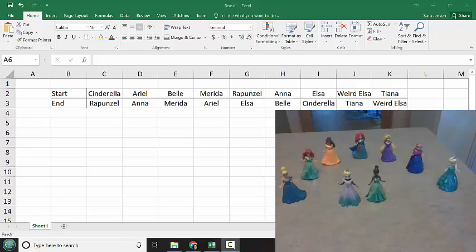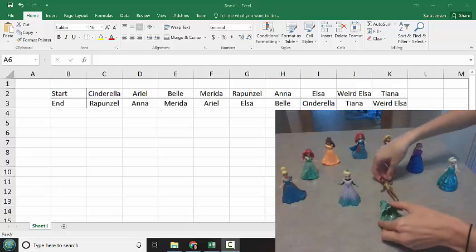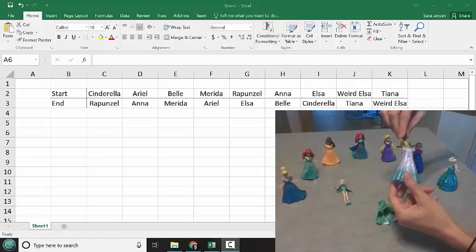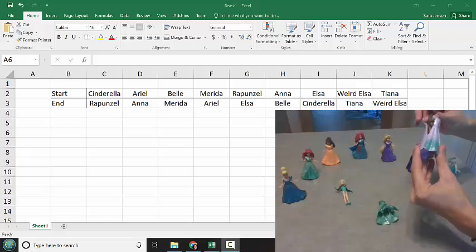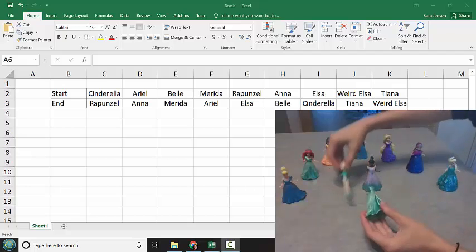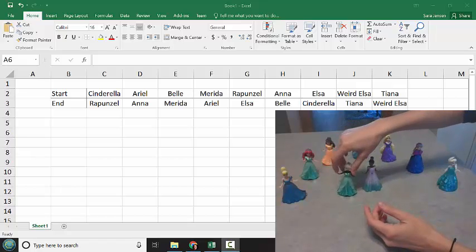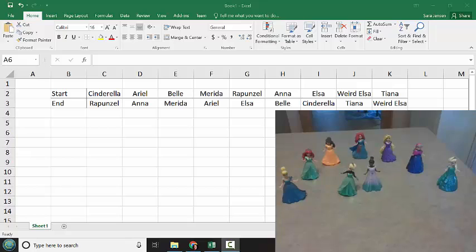So if you take a look at these beautiful princesses, they have a property that their dresses are interchangeable. I could take this dress off of Tiana and this dress off of Elsa, and I can switch them around. And everybody's dress still fits. So all of these dresses can be exchanged, and in fact, that's what we want to envision that our princesses want to do.